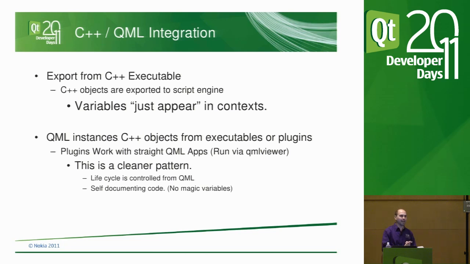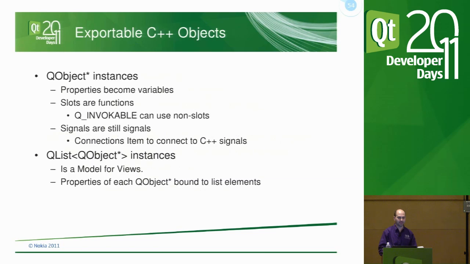So you can take objects that you instantiate in C++ and export them into the QML execution environment, where they will just appear as, well, magic variables. So you can make an abstract item model pointer and export it. You can make a QObject pointer and just export it. And the other way is you can actually export types that are instantiable in QML. So there's a slight difference there.